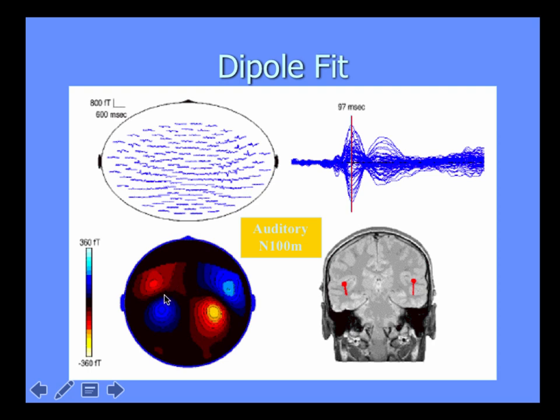If you now do some mathematics to locate that dipole, a best fit to the outside pattern, you get two dipoles like this. And that's the primary auditory cortex, which is the primary signal for being transduced.